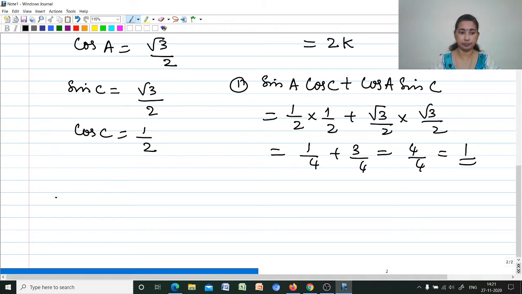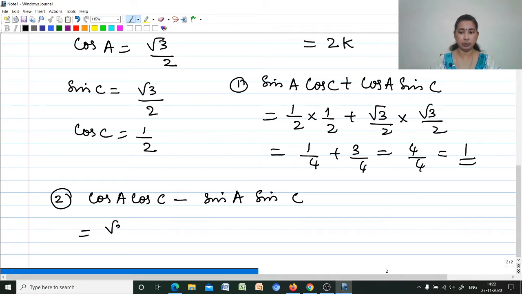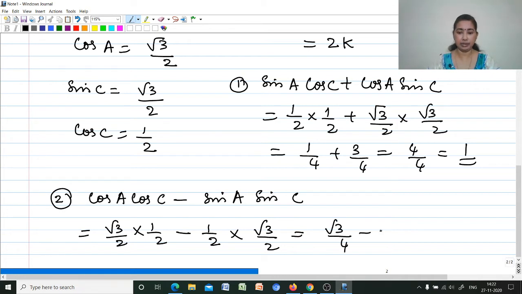Now the second one, question number 2: cos A cos C minus sin A sin C. What is the value of cos A? Root 3 by 2 into cos C is 1 by 2, minus sin A is 1 by 2 into sin C is root 3 by 2. So root 3 by 4 minus root 3 by 4, that's equal to 0.